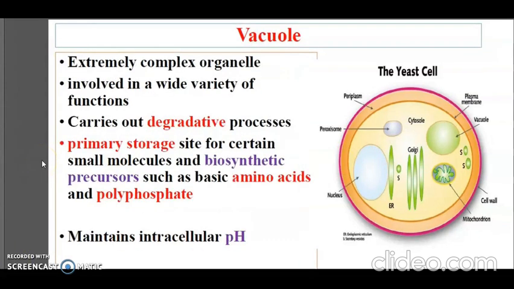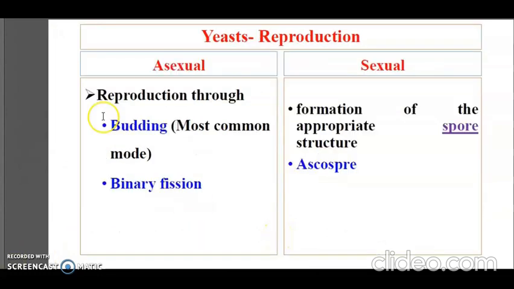Vacuole. It's an extremely complex organelle. It is involved in a wide variety of functions, such as carrying out degradatory processes, and it also acts as a primary storage site for certain small molecules and biosynthetic precursors such as basic amino acids and polyphosphate, and it also maintains intracellular pH. Yeast reproduction can be broadly classified into asexual and sexual. Asexual reproduction is through budding and binary fission, and sexual reproduction is through the formation of an appropriate spore structure.